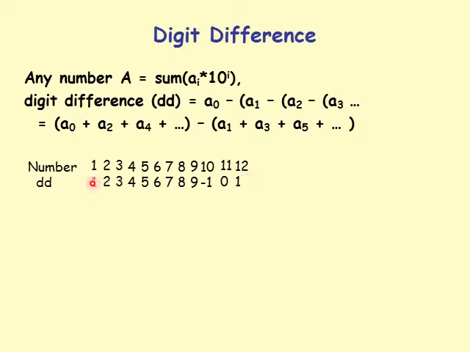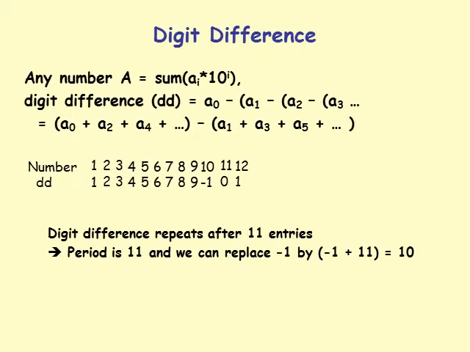We started with 1, we came back with 1, and we repeat. So this is a period, and it repeats after the 12th term. The period is 11. So this digit difference is periodic and the period is 11. Digit difference repeats after 11 entries. Since the period is 11, one can resolve minus 1 by replacing minus 1 with minus 1 plus 11, which is equal to 10. Let's continue. So the digit difference of 10 was minus 1, which we can replace by 10.